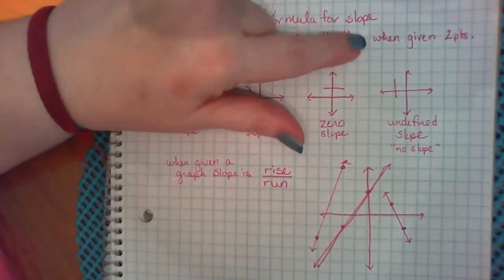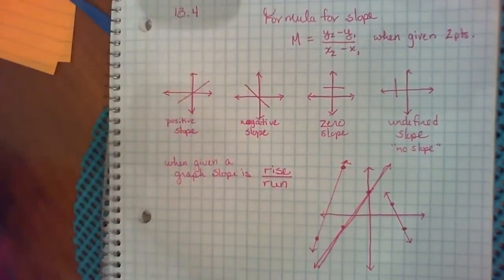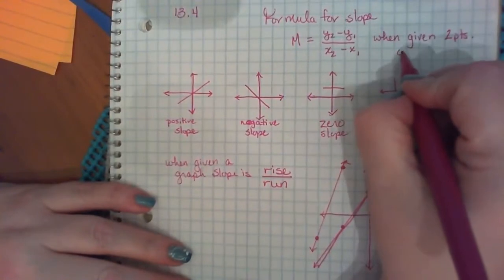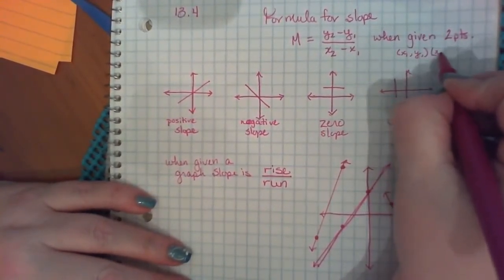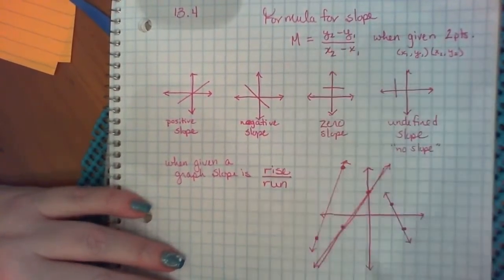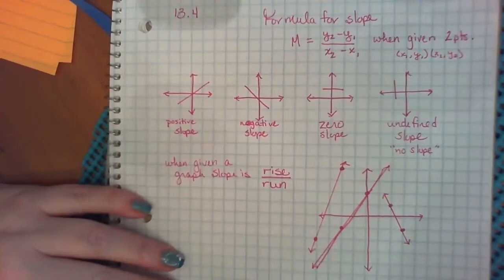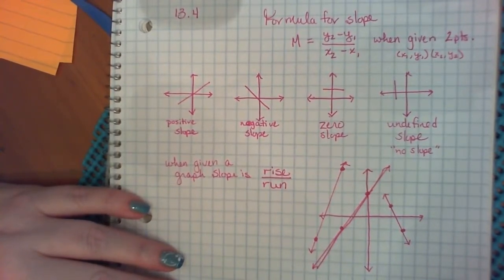Whenever you are given 2 points, you always use the formula for slope to find your slope, and remember the points that you are given are going to be x1, y1, and x2, y2. So you can just plug those numbers into your formula for slope to figure out what the slope is going to be. And you'll have some of that to practice with for the classwork and homework.